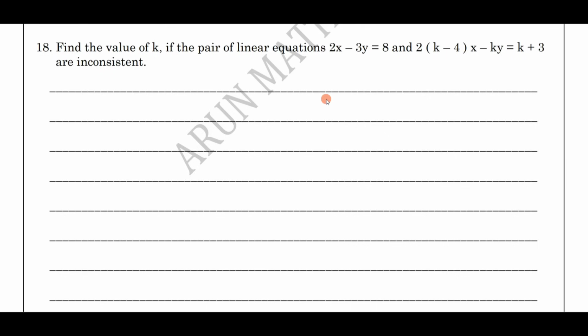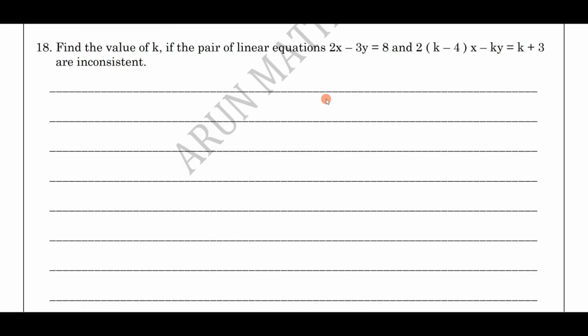Dear students, next question based on a pair of linear equations. We know that each linear equation in two variables represents a straight line. These two straight lines are intersecting at only one point. That means the lines are intersecting. They have a unique solution. If they are parallel, no solution. And if they both coincide, that means they have infinitely many solutions.